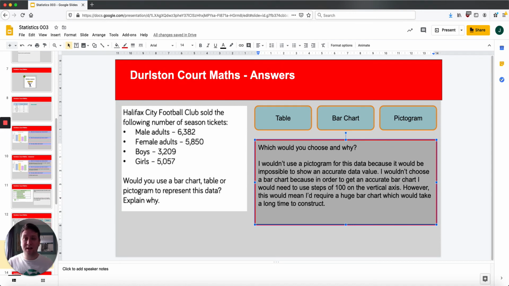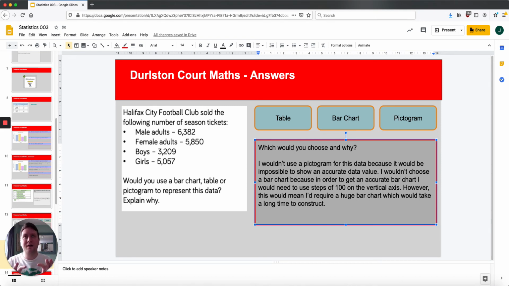So I'd use a table here because a table would be a quick and simple way. You'd have one column of which tickets you sold, then you'd have a second column of how many tickets, and in the row you could just put 6,382. So it would be simple, it would be quick, and the people who were looking at your data could easily see exactly how many numbers there are there.